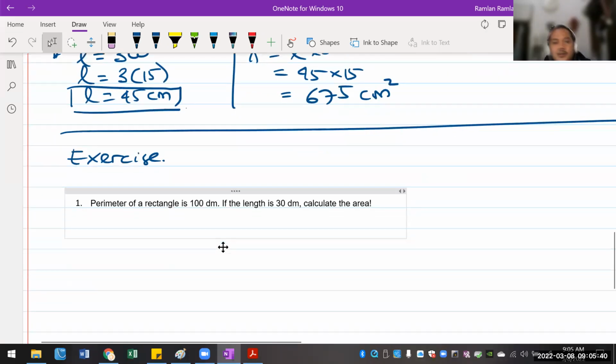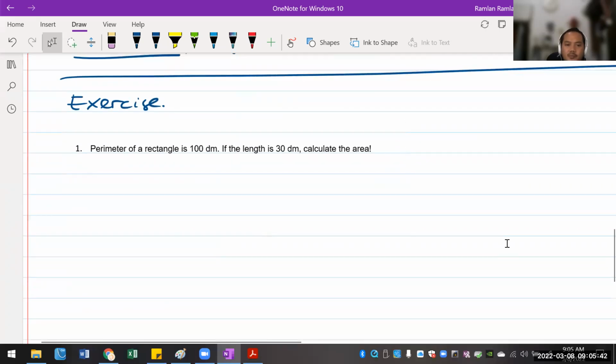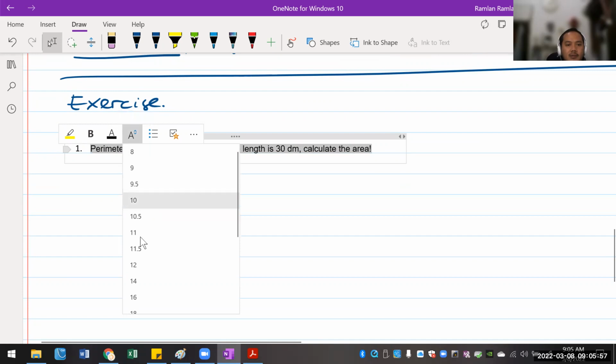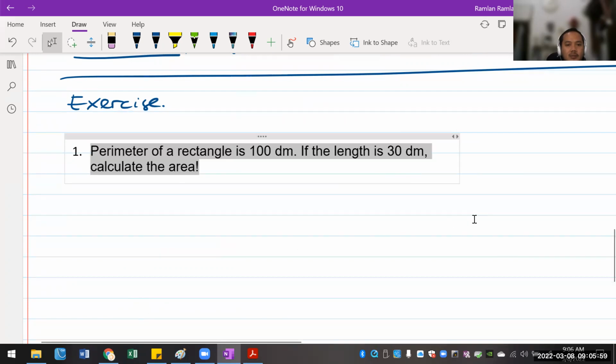Okay, so this is going to be the first question. This is easy, right? Please write down the question and then write down any information that is given from here. I'm going to make it a little bit bigger. Use 16 maybe. There you go.